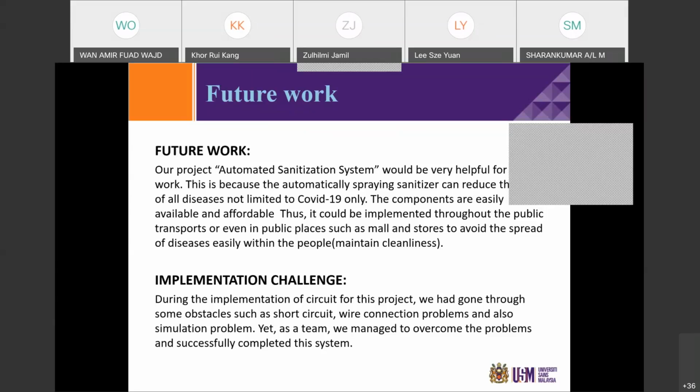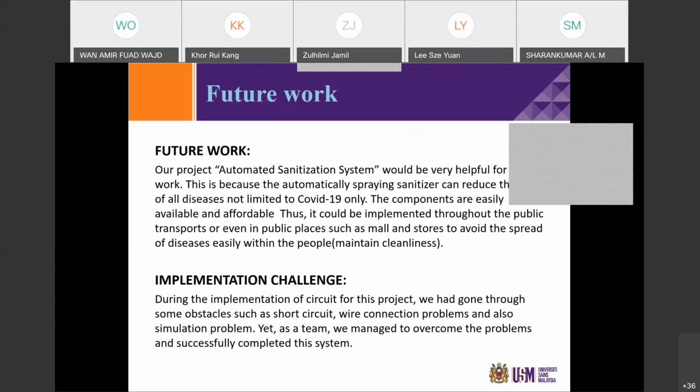In future, we want to implement this throughout other public transport and even in public places such as malls, stores, and any other shops, to avoid the spread of diseases and to maintain the cleanliness of the shop all the time.